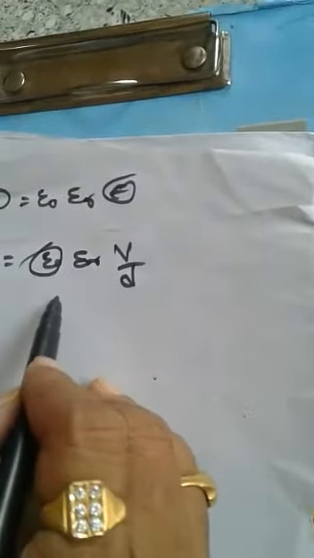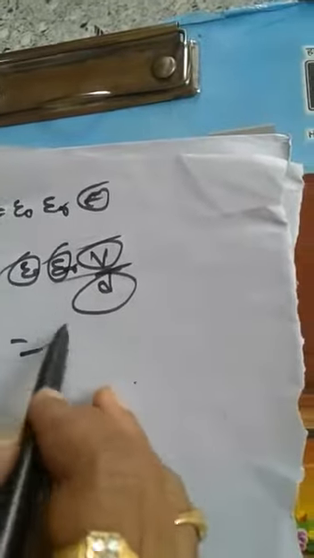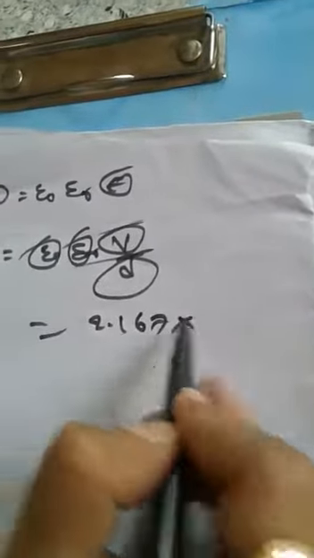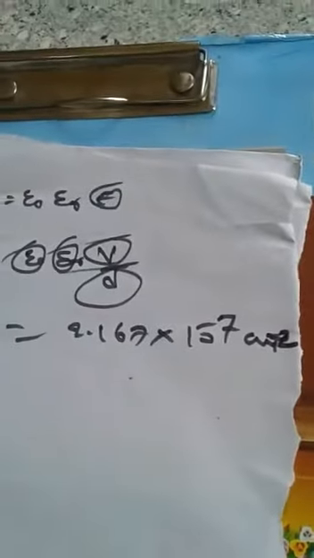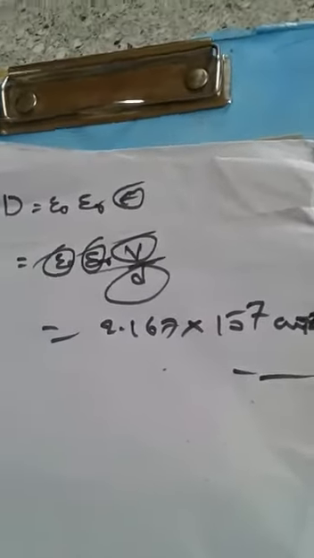Now another one is the displacement. The displacement D is given by epsilon naught into epsilon r into E, where E can be written as V by D. Epsilon naught is 8.85, epsilon r is 6, V is 10, D is 2.45. Substituting all these values, we get 1.67 into 10 to the power of minus 7 coulomb per meter square. This is the displacement.